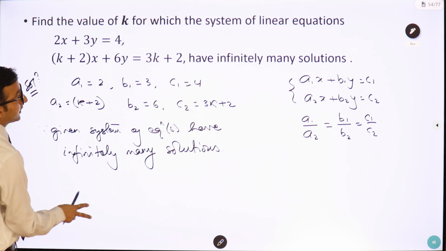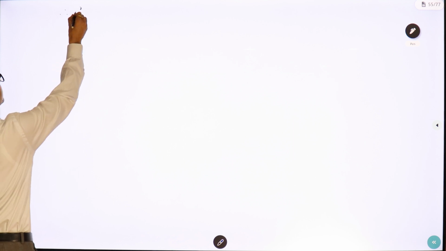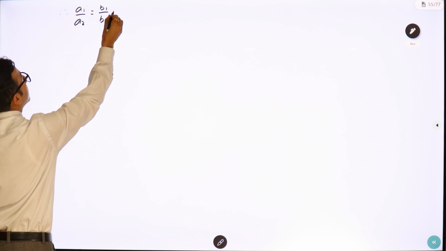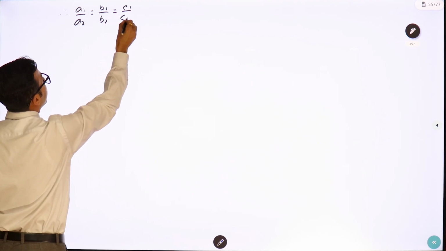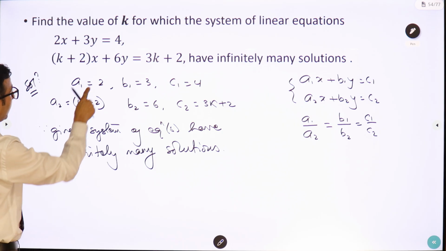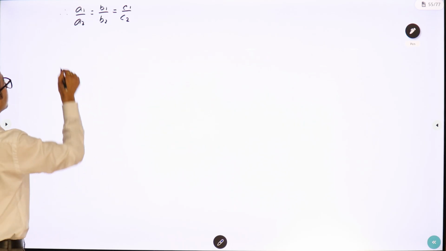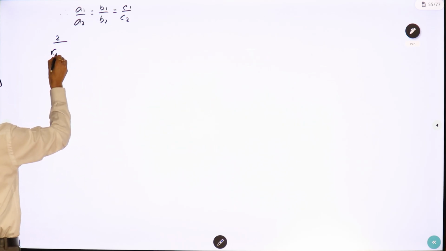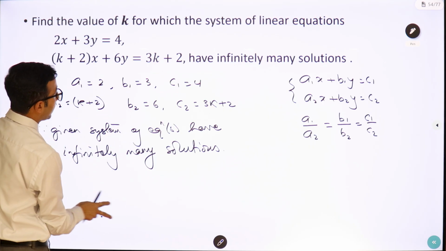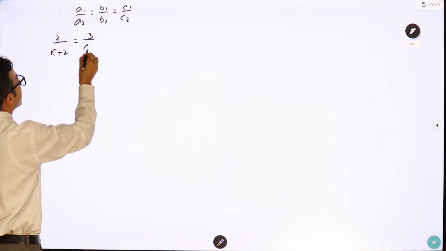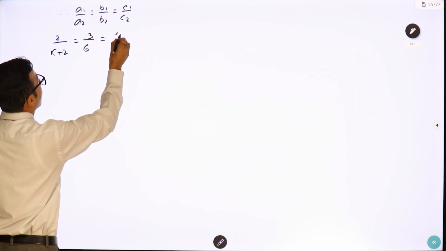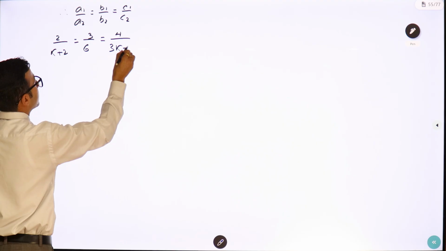we'll write in the next step, therefore a1 by a2 is equal to b1 divided by b2, and that is equal to c1 divided by c2. The values: 2 divided by k plus 2, which is equal to 3 divided by 6, which is equal to 4 by 3k plus 2.